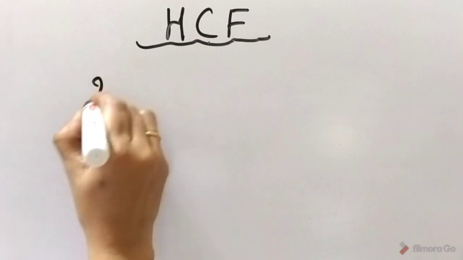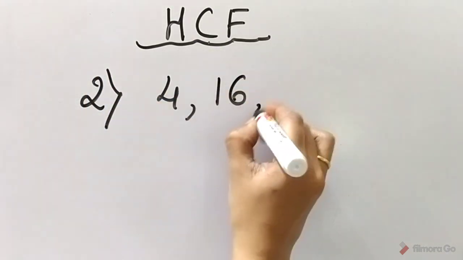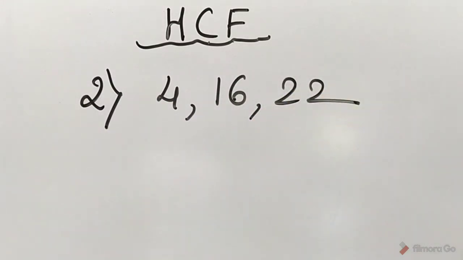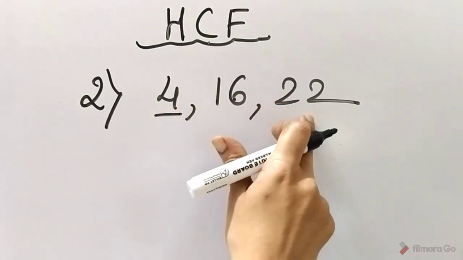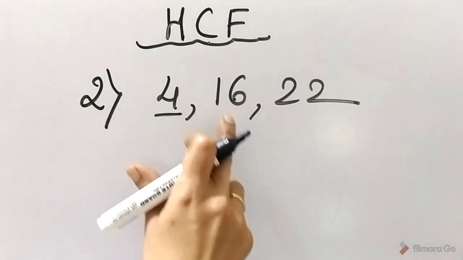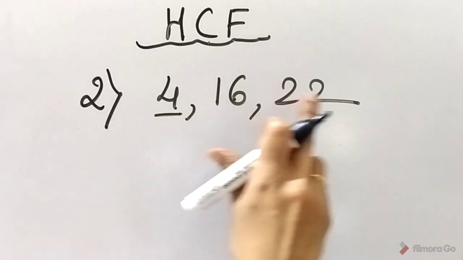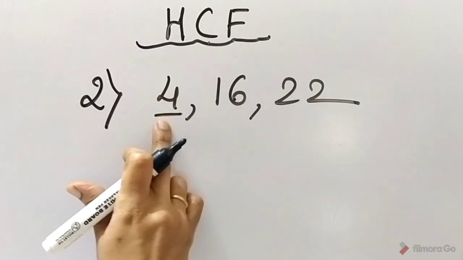Now let's see the second type of it. Suppose you want to find out HCF of 4, 16 and 22. This is a different case, okay? First step is same. You have to select the smallest number. What is the smallest number here? Smallest number is 4. Then in the second step, what you have to check? Whether the remaining numbers from the group are divisible by the smallest number. If you check, you can divide 16 by 4 because 4 4s are 16. But you cannot divide 22 by 4.